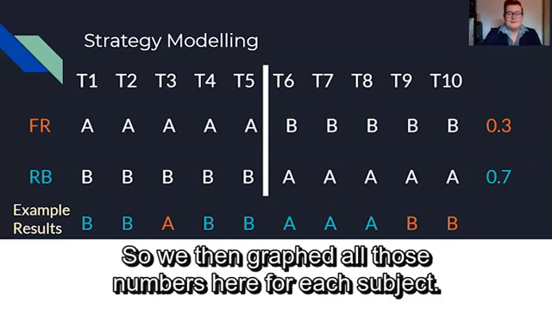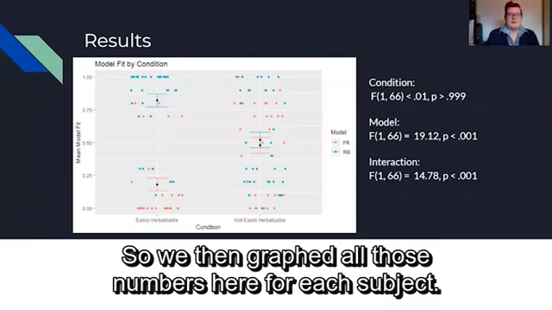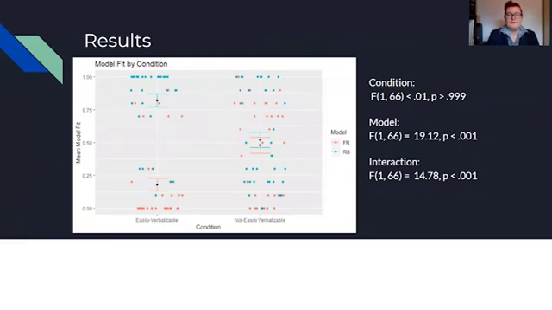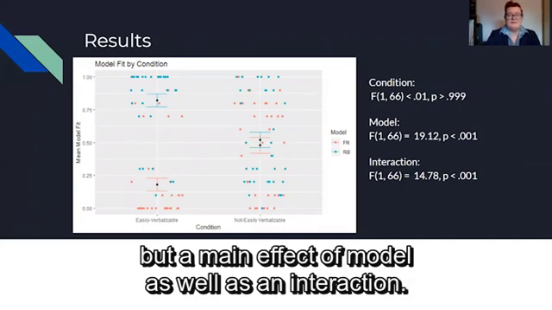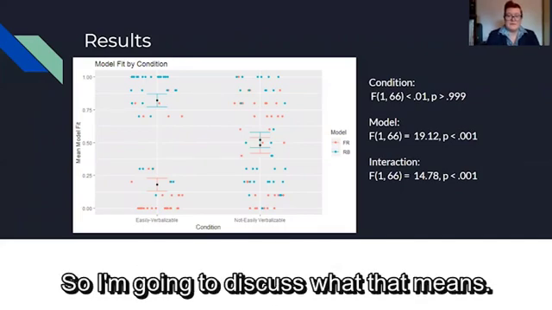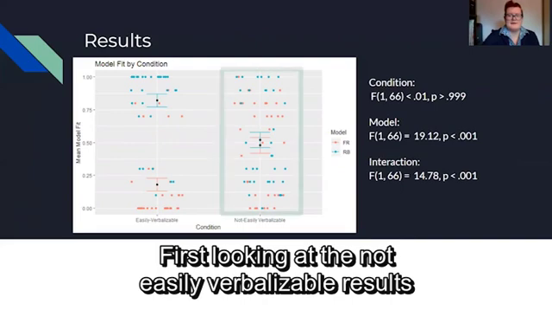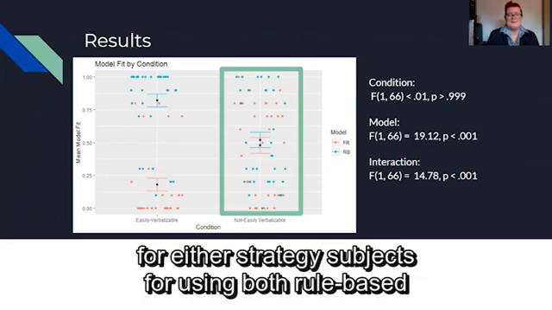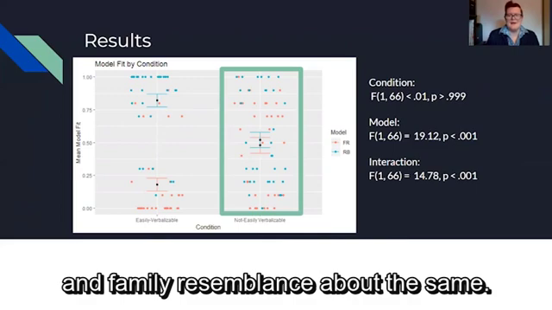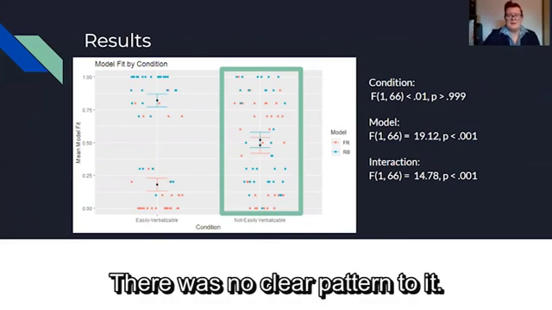So we then graphed all those numbers here for each subject. Sorry, there was no main effect of condition, but a main effect of model as well as an interaction. So I'm going to discuss what that means. First, looking at the not easily verbalizable results, you can see there was no clear preference for either strategy. Subjects were using both rule-based and family resemblance about the same. There was no clear pattern to it.